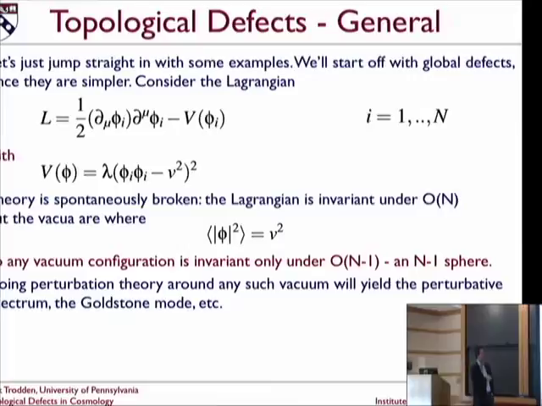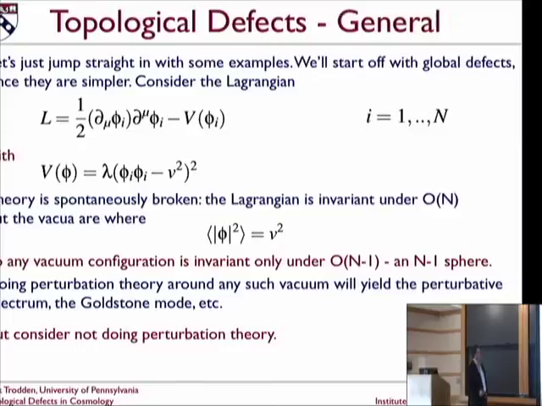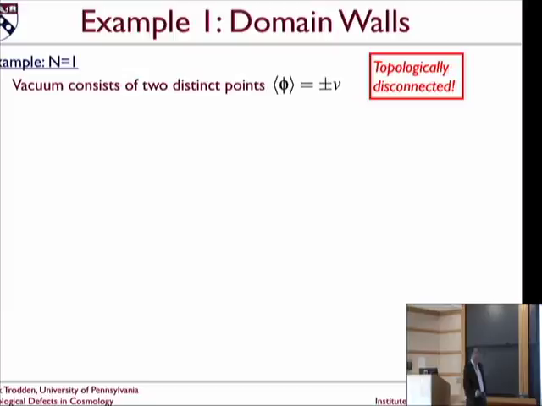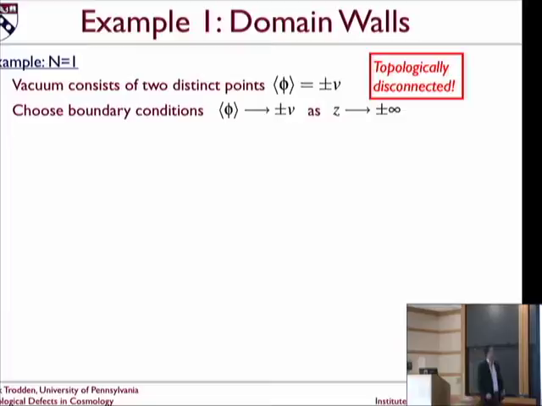But suppose that you don't do perturbation theory. That's what we want to ask here. If you don't do perturbation theory, interesting things can happen. The first interesting thing that can happen is that you can get domain walls. Let's take an example where I only choose one of those real fields that I wrote down on the last slide. Then the vacuum consists just of two points. It's topologically disconnected. And if we choose boundary conditions in real space, in a moment we can go back and ask how this might be realized in the universe.